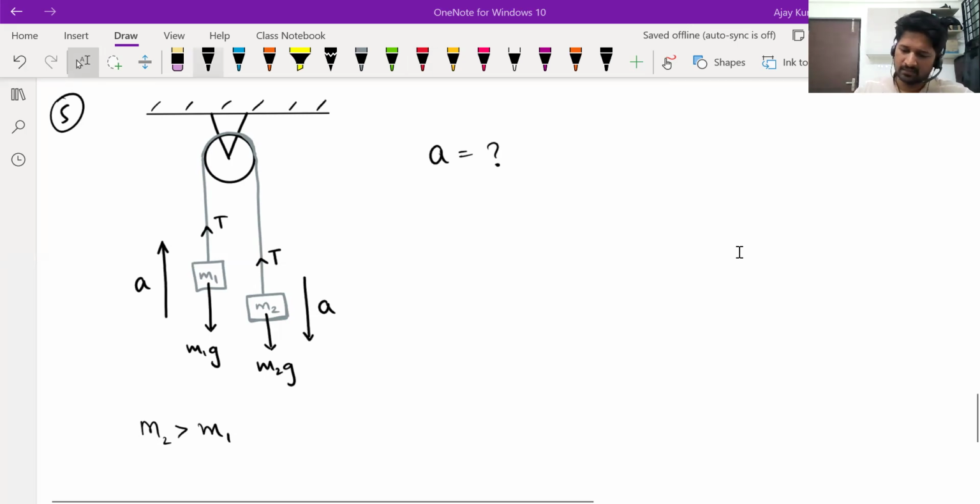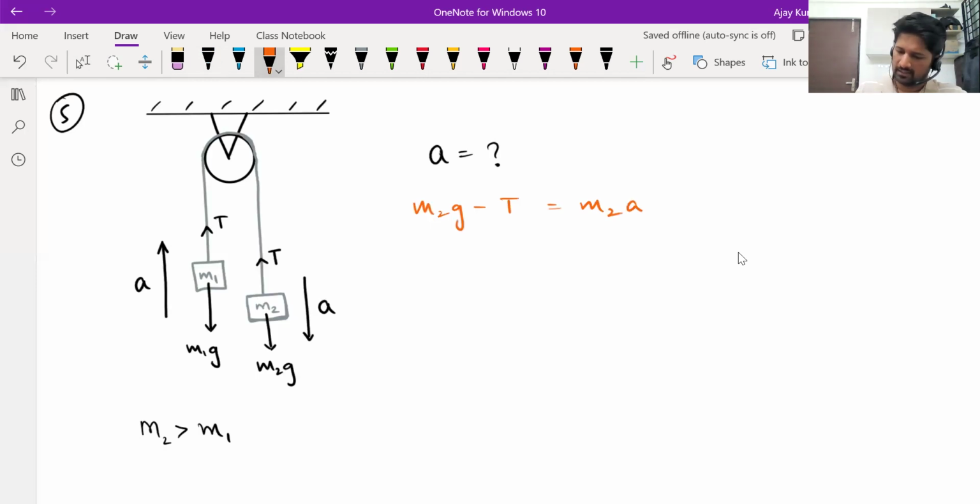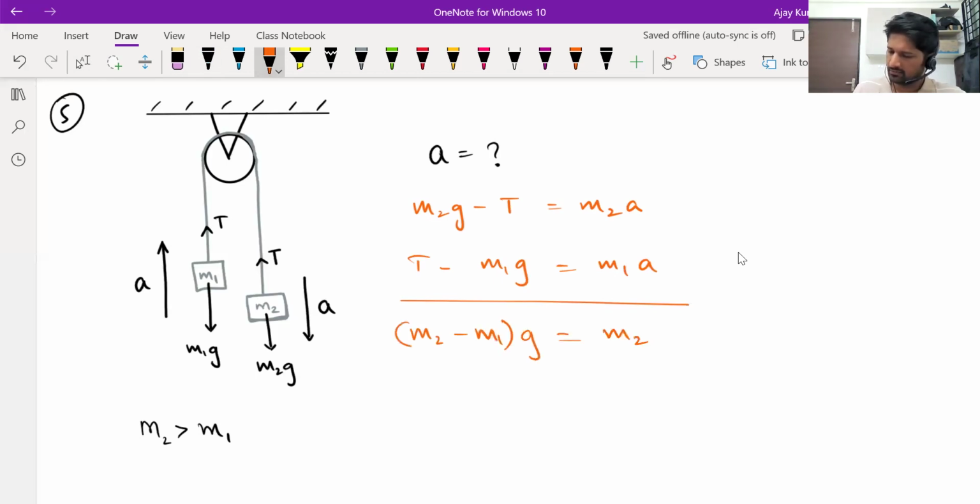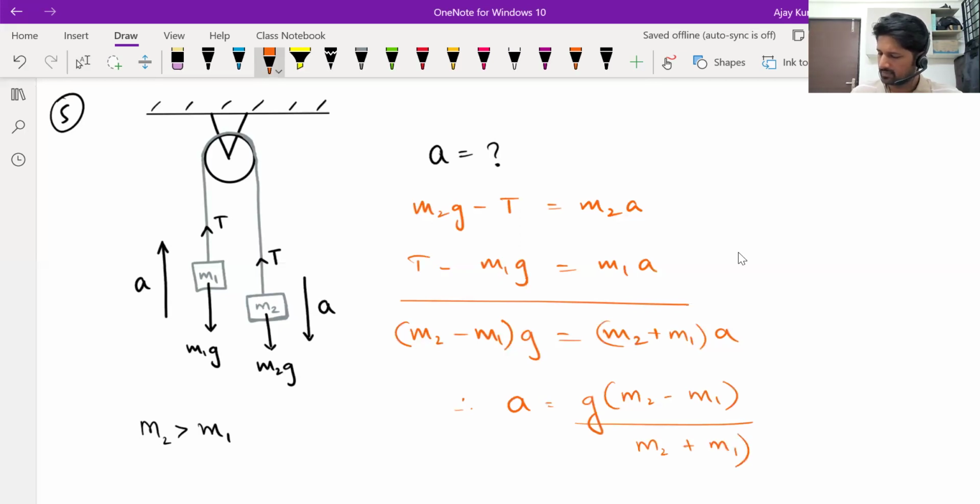Okay, so simple equations. M2G minus T is M2A, and T minus M1G is M1A. Just add the equations, T will get cancelled. On the left hand side you will get M2 minus M1 into G, equal to M2 plus M1 into A. That's all. So the acceleration becomes G into M2 minus M1 by M2 plus M1. Okay, this is the usual way to solve.